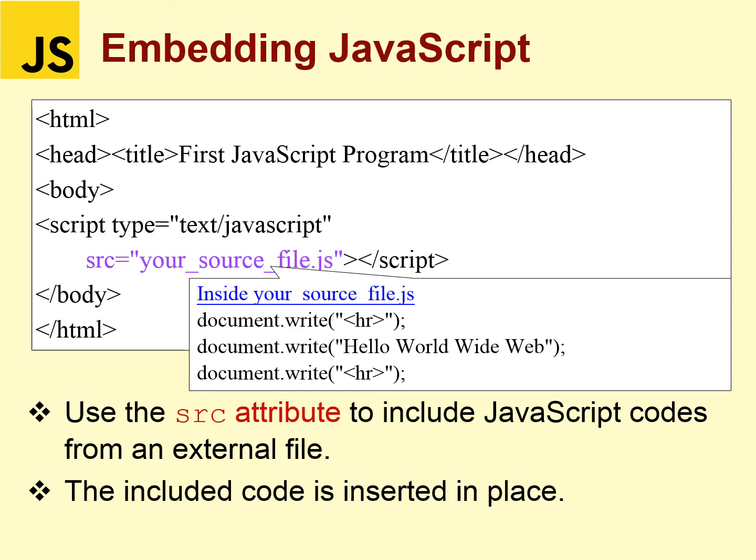Then after that attribute, another attribute is included, SRC. SRC stands for source. The source attribute can take the value of the external file name, the URL of the external JavaScript file. It can be an absolute path or a relative path. Then the script is closed, body is closed, and HTML is closed.